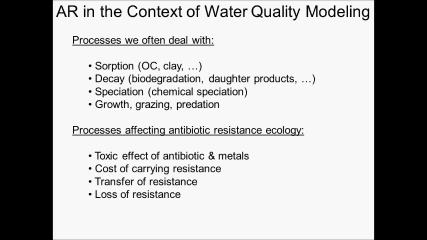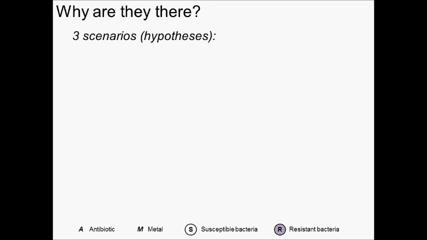Okay, so hopefully I've made the case here that antibiotic resistance, and antibiotic resistance in the environment, is an important problem, and that water quality modeling is a tool that may help us manage and understand this problem in general. So let's start talking a little bit more specifically. What I want to talk about in the context of this problem is a question.